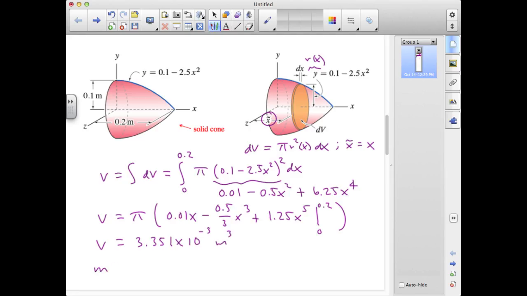The mass of the object then, because it's homogeneous, is just the volumetric mass density times the volume. So we have 2,700 kilograms per cubic meter times that volume, and that gives us a mass of 9.048 kilograms.